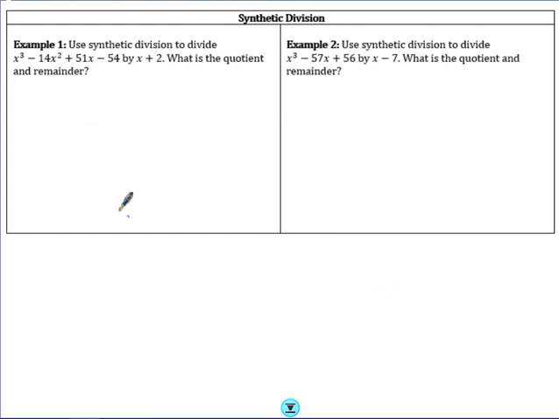So for synthetic division, ooh, that was not a good straight line. Let me fix it. Okay, I'm going to draw this sort of L shape, and up top here I'm going to put just the coefficients. So we don't really care about the letters, but just the coefficients. So I have 1, negative 14, 51, negative 54. And then over here I'm going to put what my divisor is. I'm going to set that equal to 0, and so x would be equal to -2. That's what I'm going to put right here.